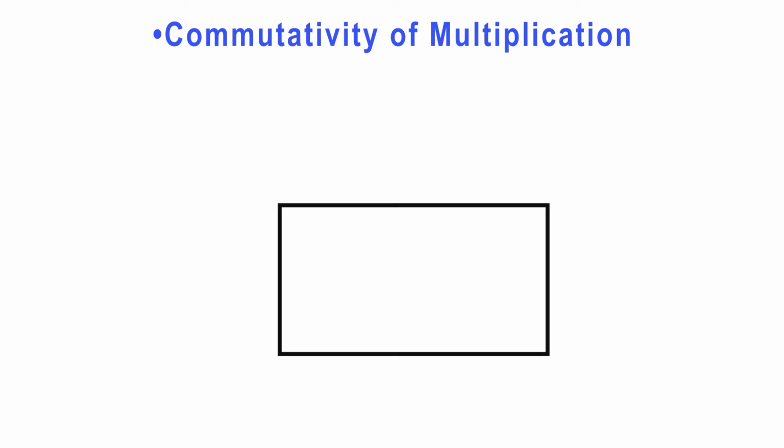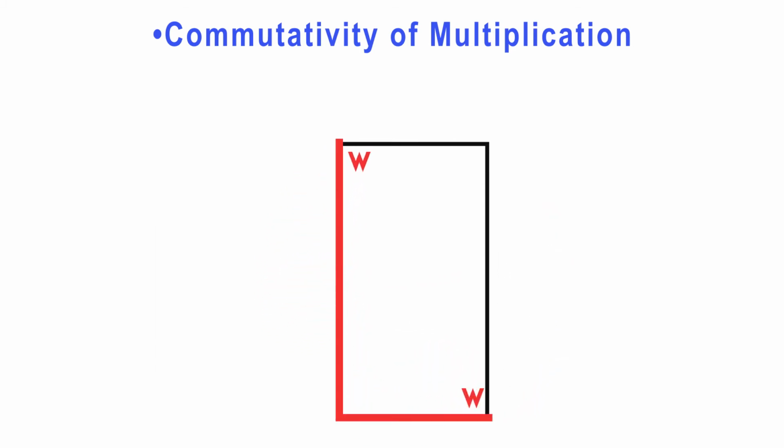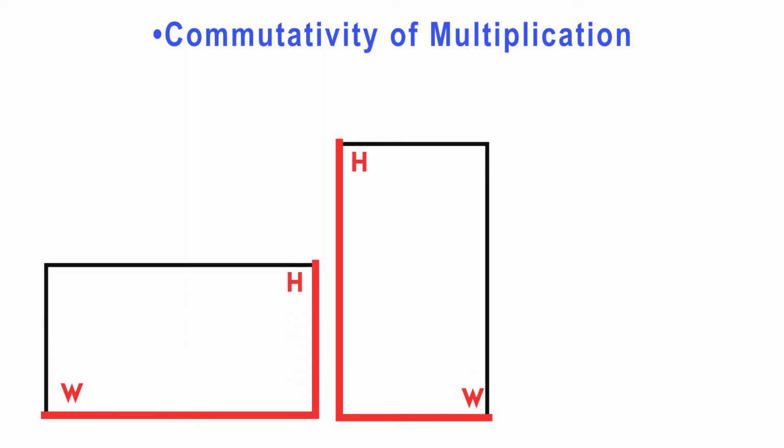You can understand commutativity of multiplication by using a rectangle. The area of a rectangle is calculated by multiplying height into width. Now rotate it by 90 degrees. Now height will become width and width will become height, but the area will remain the same. The new area will be width multiplied by height, which is the same as height multiplied by width.